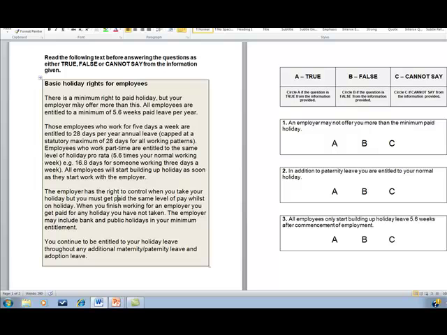So what I tend to do is ignore the passage first of all. Okay, so I won't read that, but I will look at the question. And I'll read the first question. An employer may not offer you more than the minimum paid holiday.